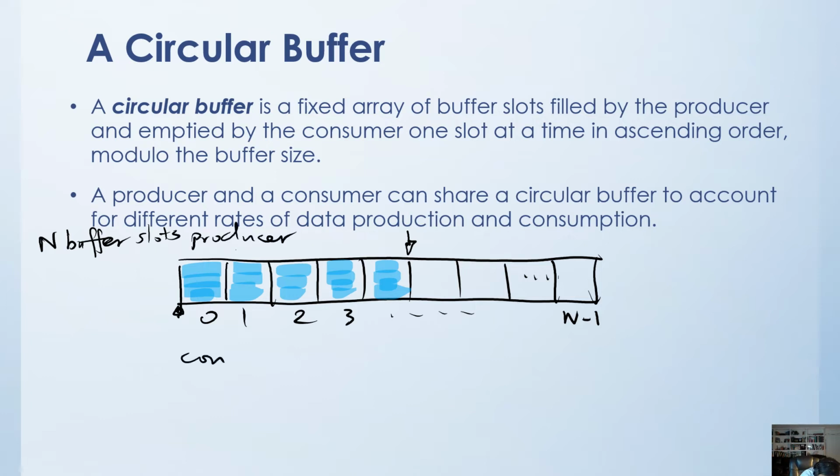And then the consumer can start to consume the data. For example, the consumer consumes one, and consumes another one, and in the meantime, the producer keeps going and continues to produce more. The consumer basically chases the producer in a circular way. The producer moves to the next slot, and the consumer moves its cursor forward.